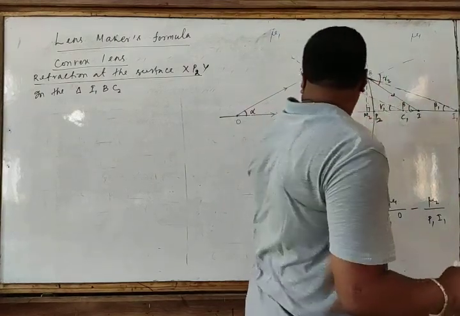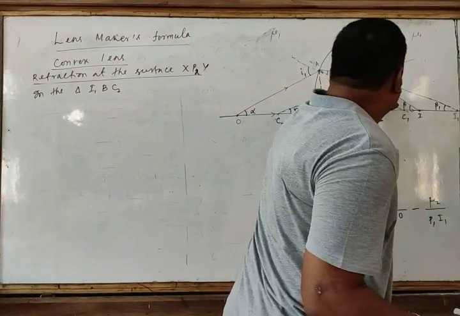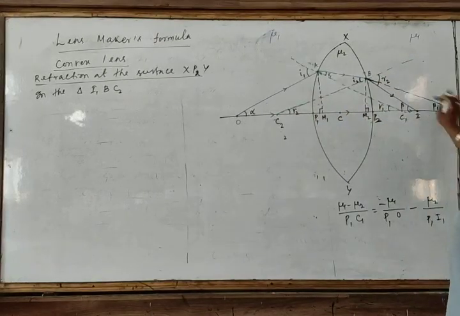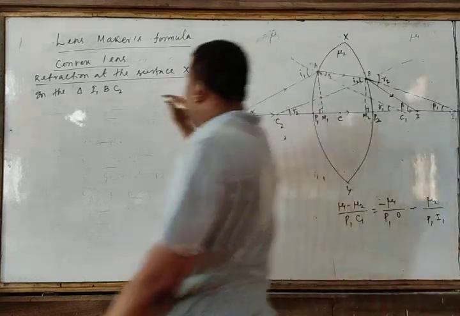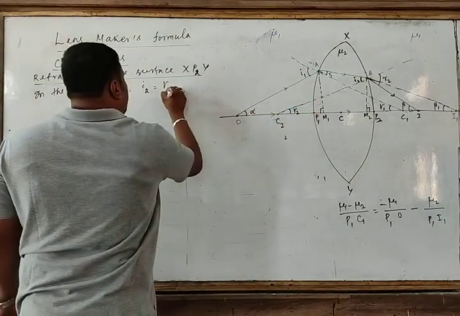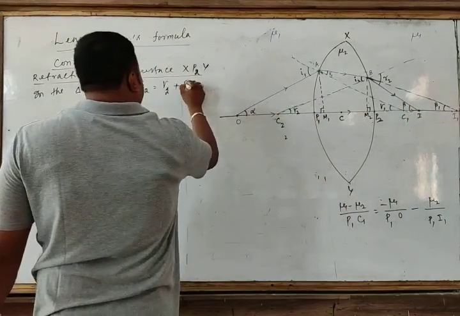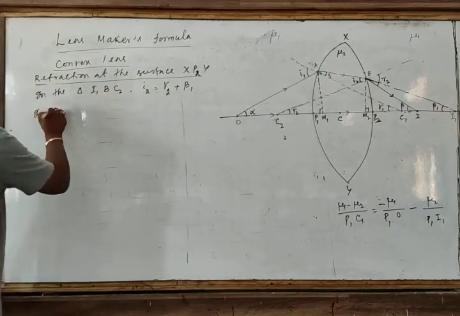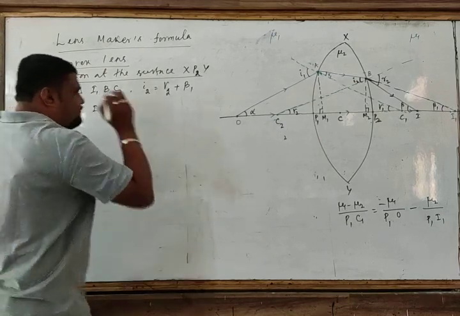Take I1 B C2. In this triangle I1 B C2, which one is the extra angle? I2 is the extra angle, so I can write I2 is equal to gamma 2 plus beta 1. So I got I2.